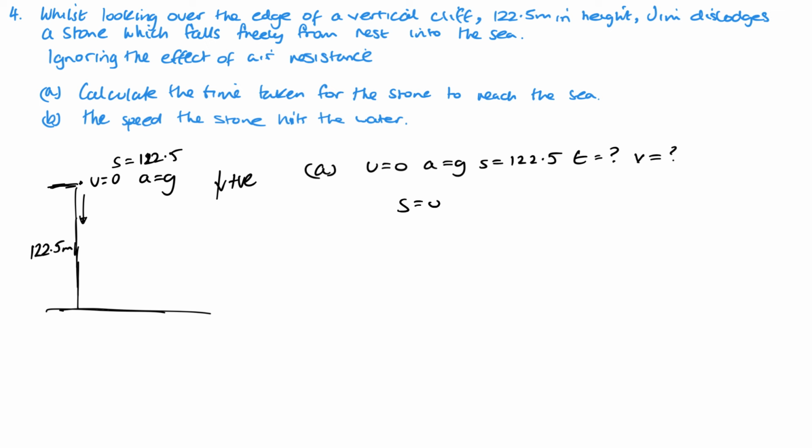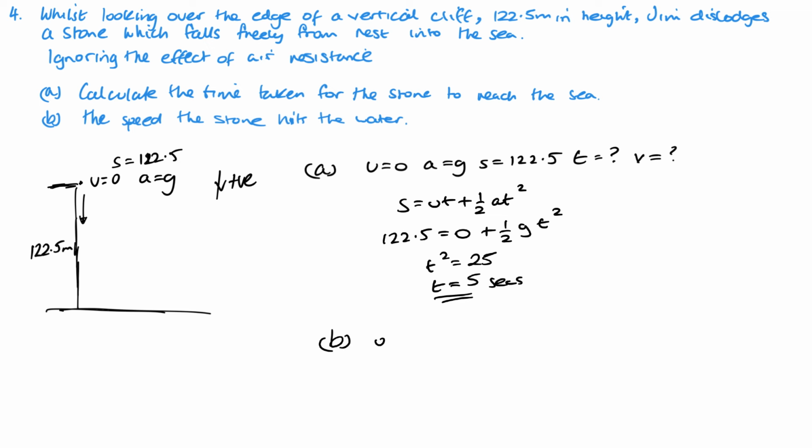So s equals ut plus a half at squared. S is 122.5. U is 0. Half g t squared there. So t squared is going to be 122.5 divided by a half g, which will give me 25. So t is going to be 5 there, because obviously we're not going to have negative time.